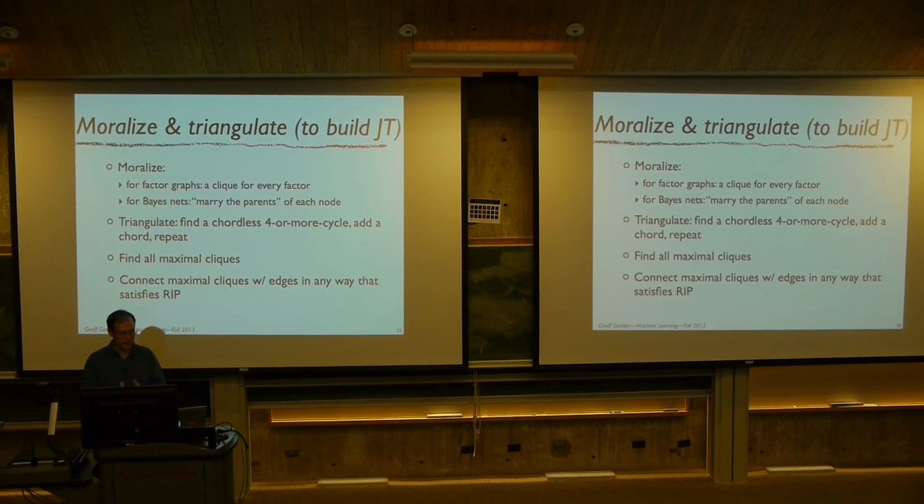I mentioned last time this idea of moralizing and triangulating. I don't want to go into that in much more detail. This is just the algorithm that goes by that name, and it's an alternate way to build a junction tree. To me, it's more difficult to understand, but you might want to look at it. If this one is easier to understand for you, you can take a look at that algorithm as well.